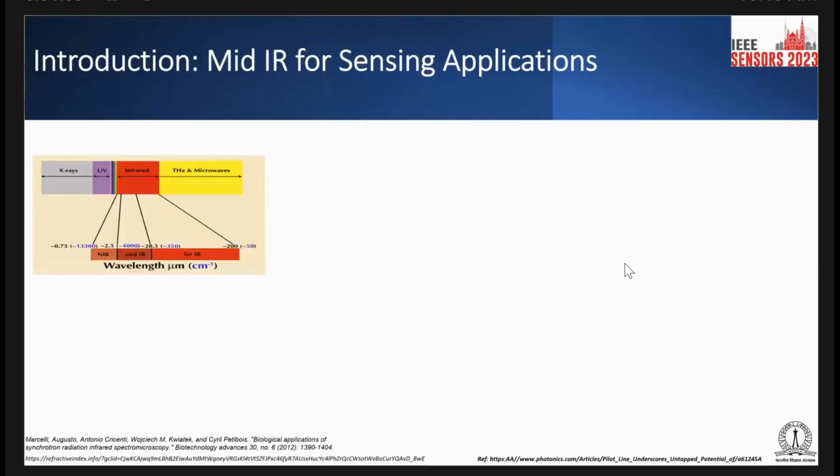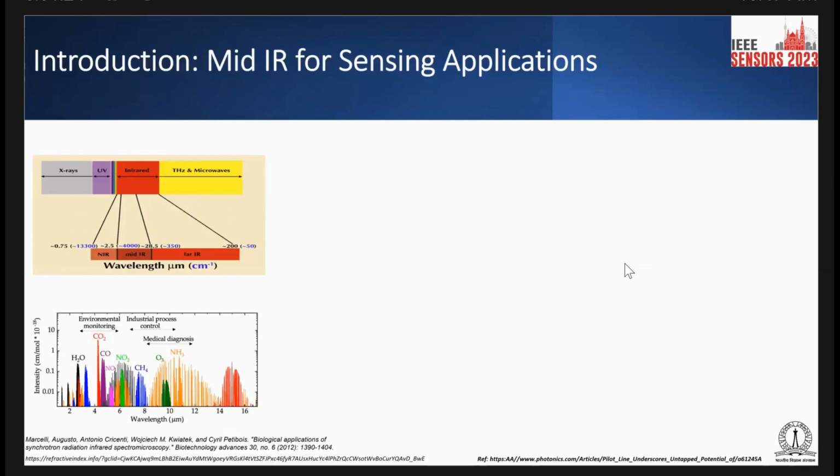To start with, the 2 to 20 micron wavelength regime is known as mid-infrared. Generally we go for the mid-infrared regime because we want to sense gases. These are the trace gases which we should sense.